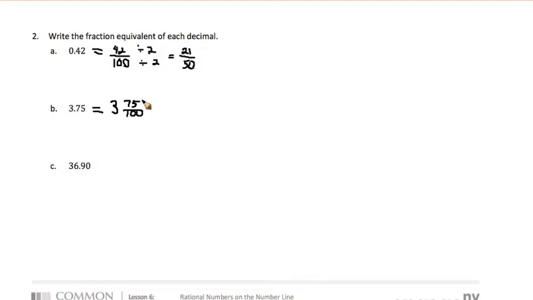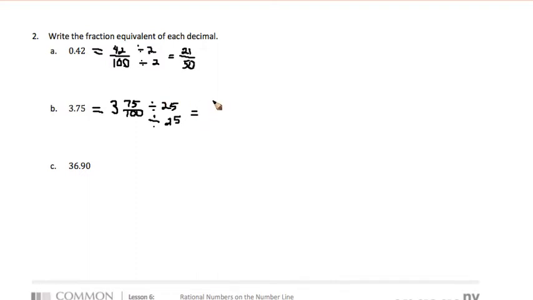75/100 can be simplified. And I know that both of them are divisible by 25. I always like to think about money, since there are 100 cents in a dollar, and I know that 25 cents is a quarter. 3 quarters is 75. It's good to have those little tricks to help you do your math a little faster.